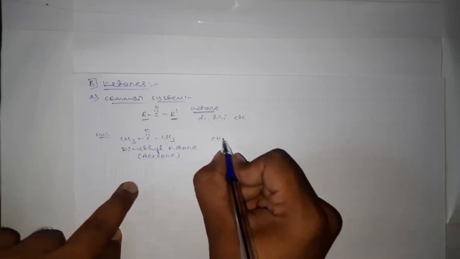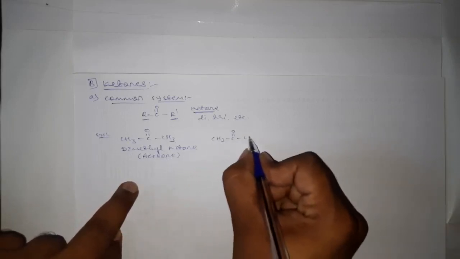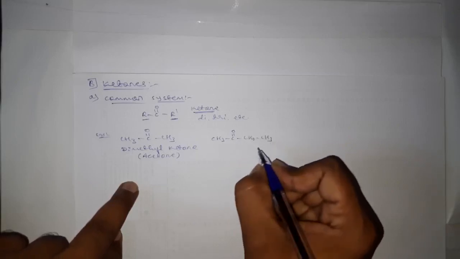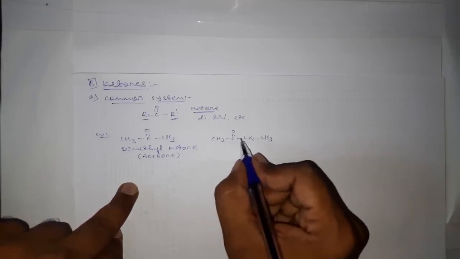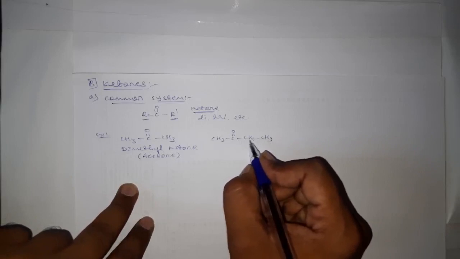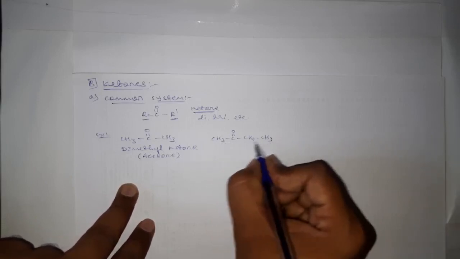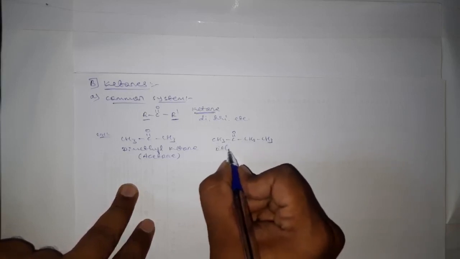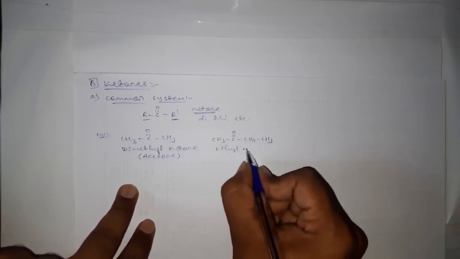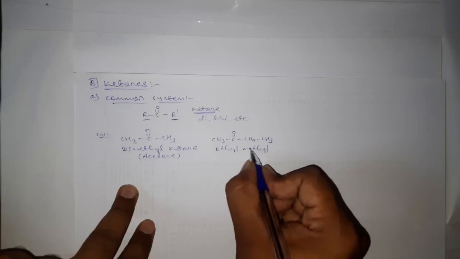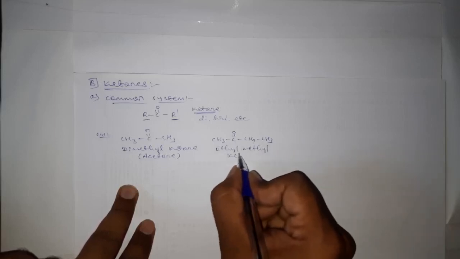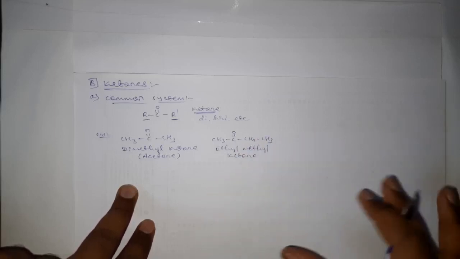Take another example, CH3 C double bond O, CH2 CH3. Here two alkyl substituents are there, and while naming these alkyl groups also we have to maintain the alphabetical order. Here ethyl group is there, ethyl, and then methyl, methyl ketone. This is the common name.